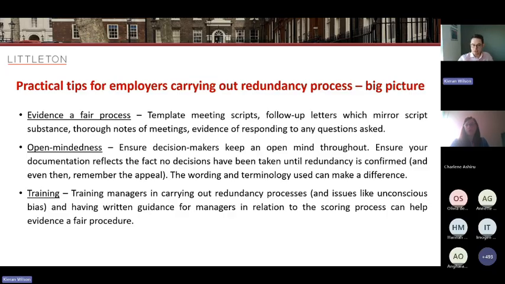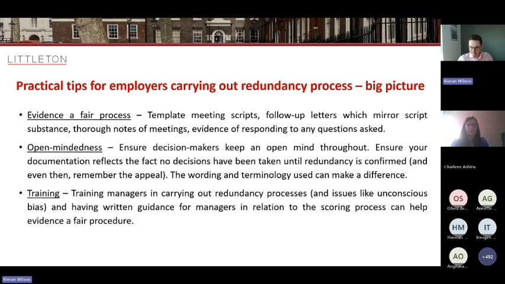Finally, training managers before expecting them to carry out what's a fundamentally complex process that has the potential to be a legal minefield might well be an investment worth making if the result is not having to deal with unfair dismissal claims. No doubt there are a million and one other practical tips that could be suggested. Those are just some of the ones that have come to my mind emerging from this case.